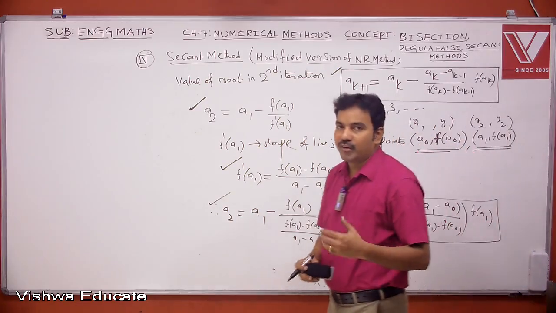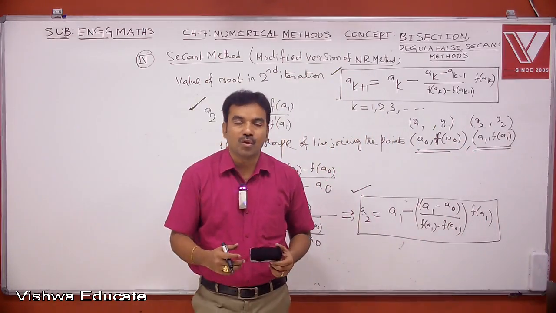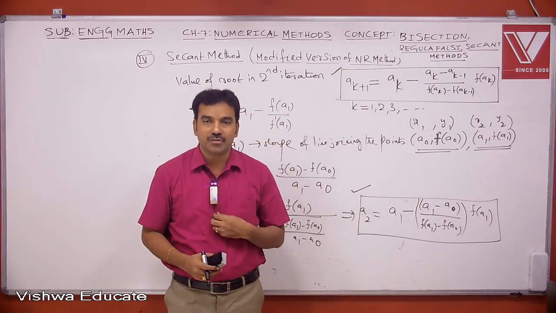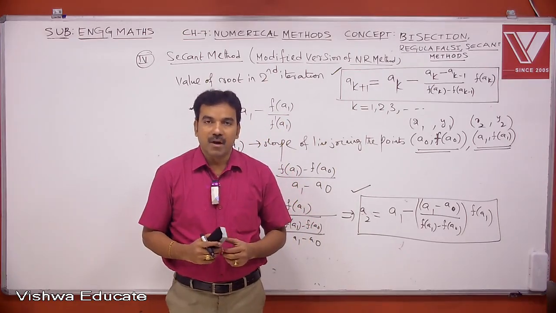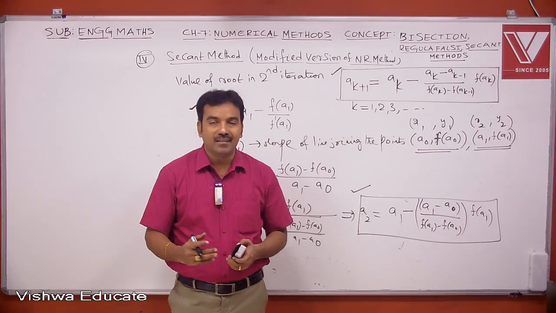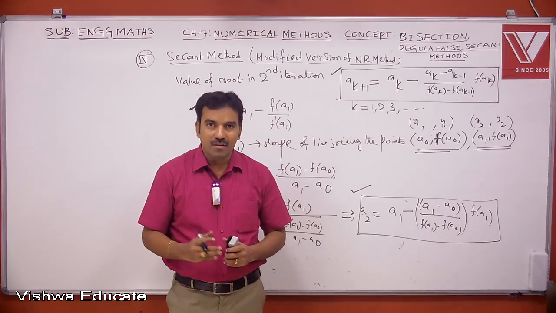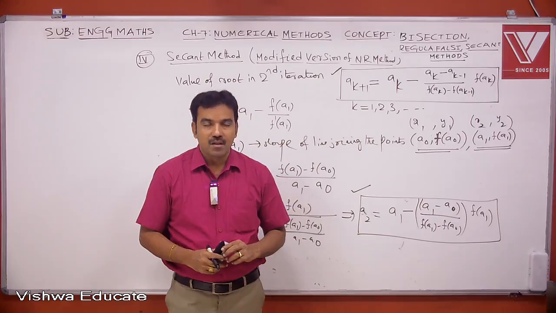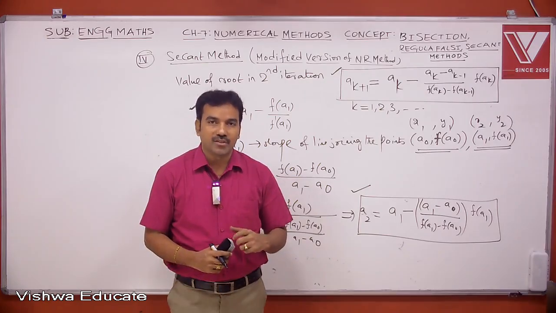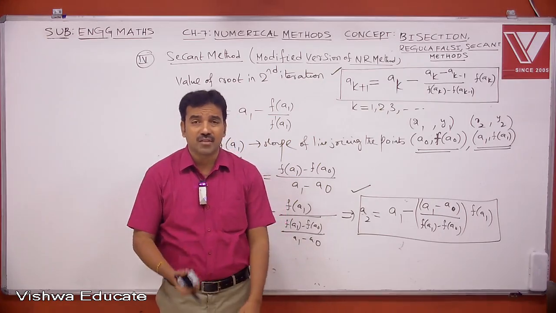Now with this we have finished all 4 iterative methods to solve algebraic and transcendental equations: Newton-Raphson method, bisection method, regula falsi method, and secant method. Now let us compare all these methods. That means I have one equation f of x equal to 0. This can be algebraic or transcendental.